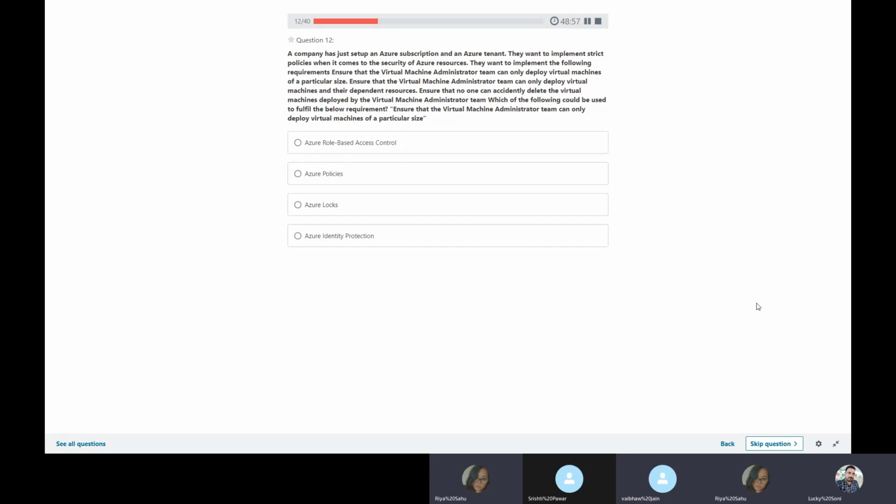Azure role-based access. Ensure that the virtual machine administrator team can only deploy virtual machines of a particular size. Yeah, it will be again the same thing. Role-based access control only, right? Yeah, because you're saying can only deploy, right? So this team can only deploy means role-based access control again. Yeah, correct.